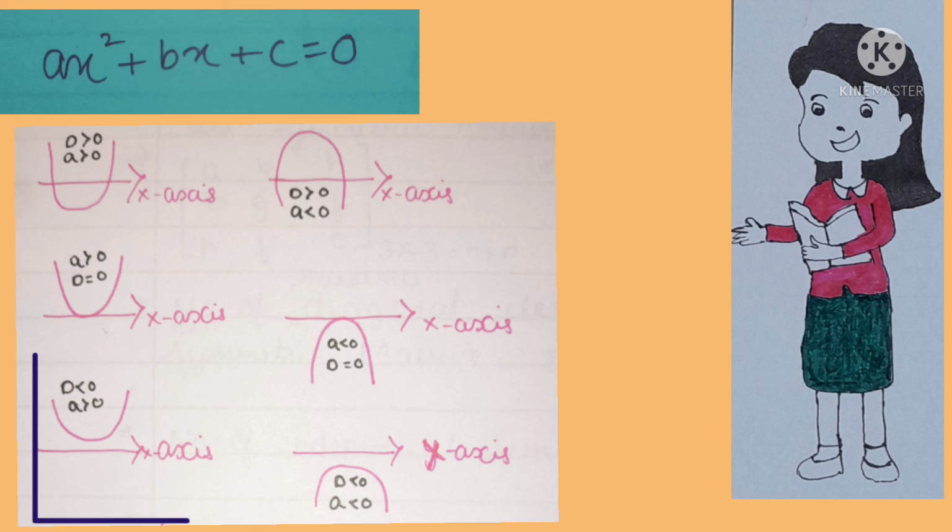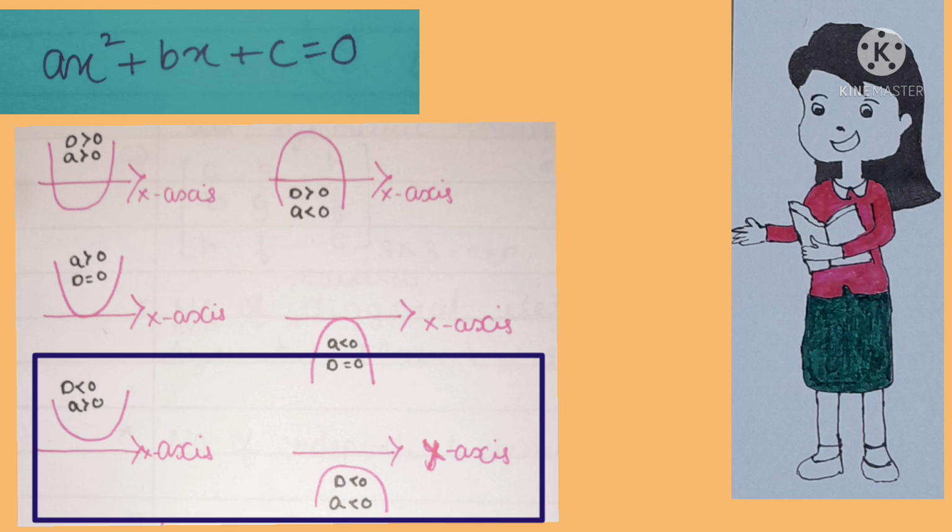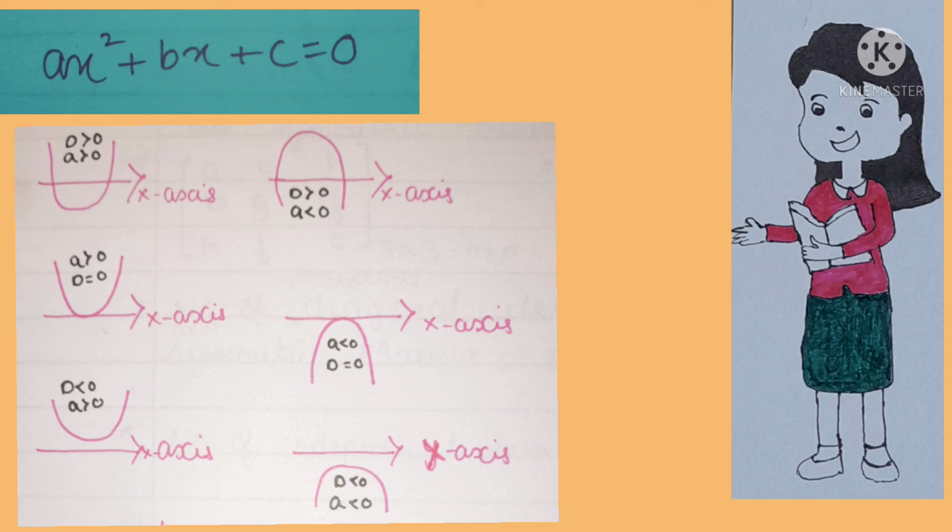Over here, case 3, the graph doesn't meet the axis: D is less than 0 and a is greater than 0, and D is less than 0 and a is less than 0. So if D is greater than 0, equal to 0, or less than 0, the nature of the graph changes. This is how we can identify whether our parabola will be open above or open below, with the given question itself by comparing with the standard form, ax square plus bx plus c.